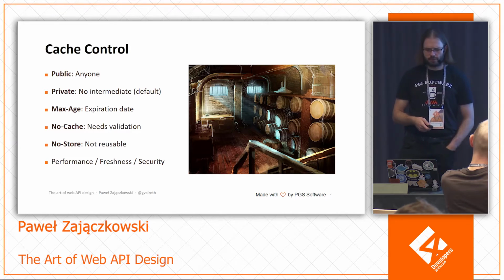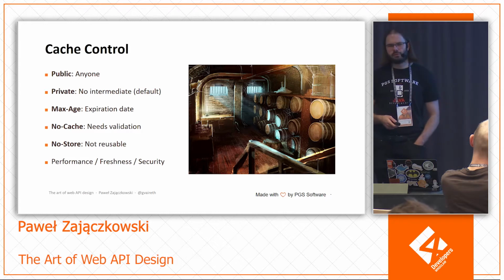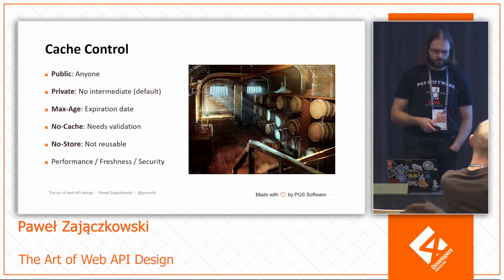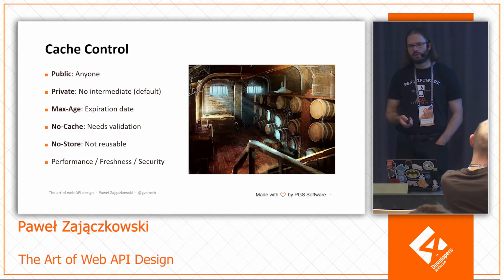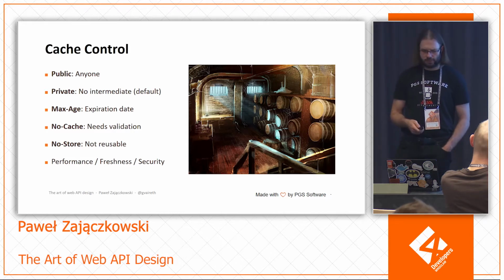On the other hand, no store basically means that we can't use caching at all, and this is actually suitable for sensitive information like medical or banking data. So basically, to design a good caching strategy, we have to look at our data and particular endpoints and think whether this is meant for a single user or publicly available, whether it's sensitive information or not, and how out of date it can be. And then we can have some sensible strategy.